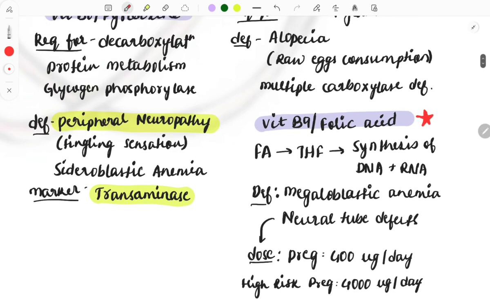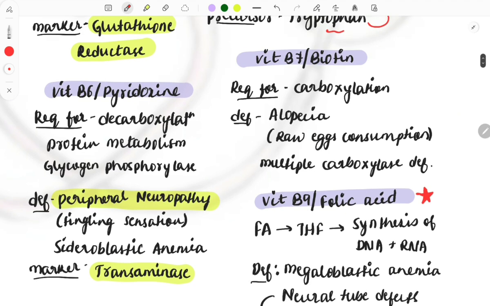And this is required for decarboxylation, protein metabolism, glycogen phosphorylase, and marker is a transaminase, so this is also an important thing, marker. Then this is also a repeat topic, B7 biotin, so deficiency will be causing alopecia, and whenever you see this combination described in the question, alopecia, raw eggs, just blindly mark the answer as the biotin or B7 deficiency.